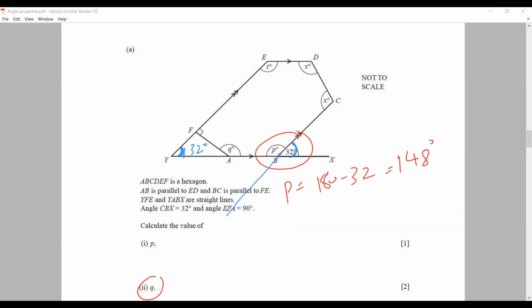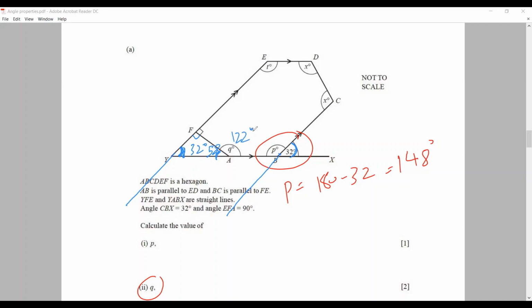If I extend these lines, then you would see it more clearly. These two should be 32. So if this is 32 and this is 90, I can find the supplement angle for Q, which is 58. And if that's 58, for Q you can just subtract 58 from 180, that is 122 degrees. So that takes care of Q.